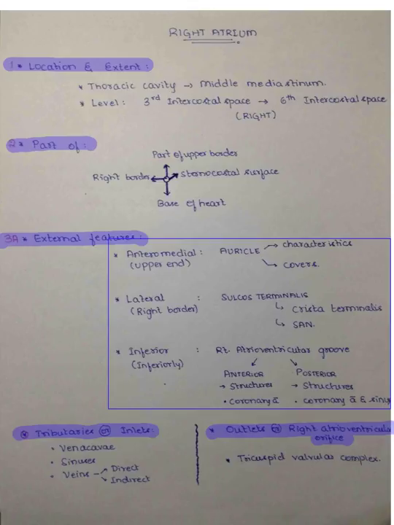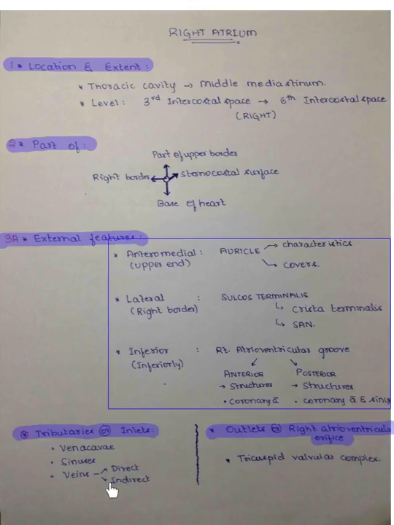Coming to the tributaries or inlets of the right atrium, they are the venae cavae, that is the superior vena cava and the inferior vena cava, and sinuses, that would be the only sinus, the coronary sinus. Then veins, which include the direct veins as well as indirect veins. Direct veins open directly into the right atrium, which are the anterior cardiac vein as well as the Thebesian veins.